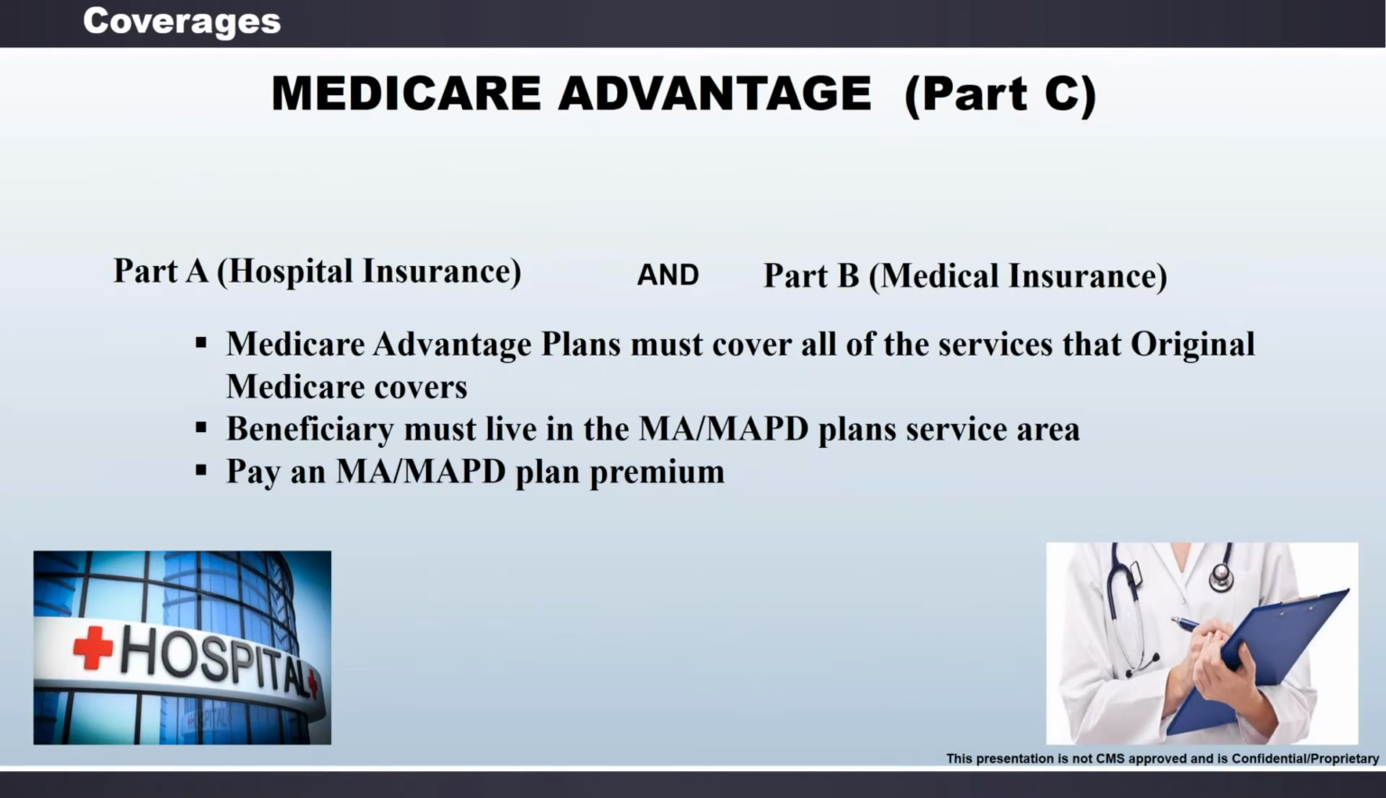So Medicare Advantage Part C, you'll note that it says Part A, which is the hospital insurance, and Part B, which is the medical insurance. A Medicare Advantage plan must cover all of the services that original Medicare covers. Beneficiaries must live in the Medicare Advantage or the Medicare Advantage prescription drug plan area of service and pay an MA or MAPD plan premium. Now again, there's always the exception if they are those LIS personnel.